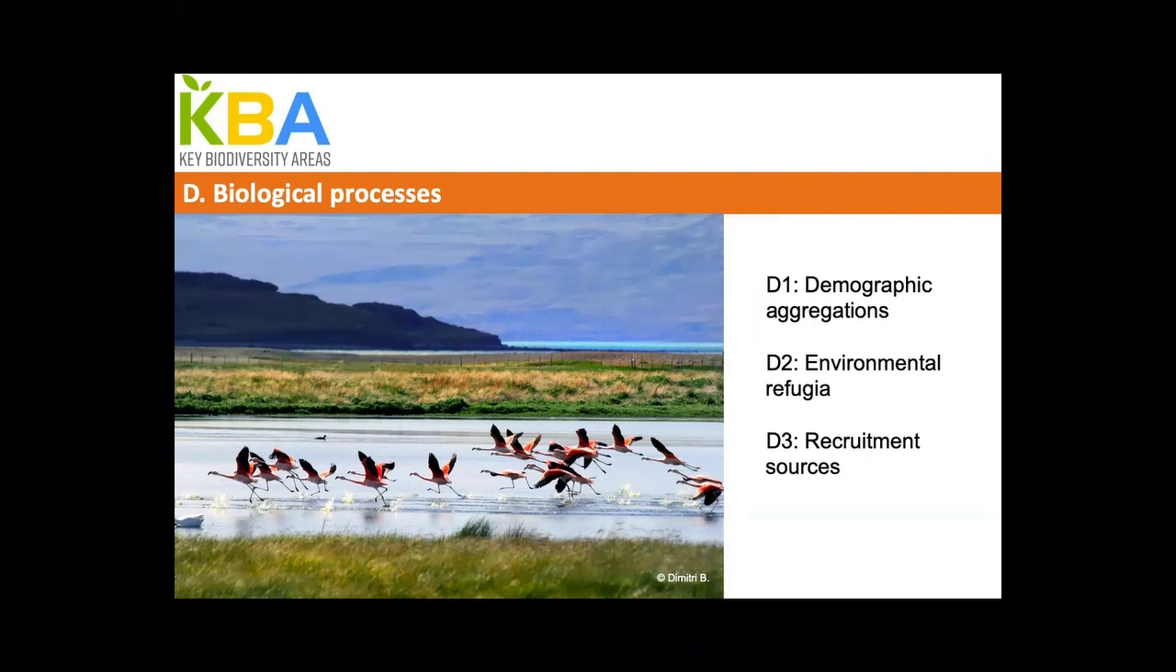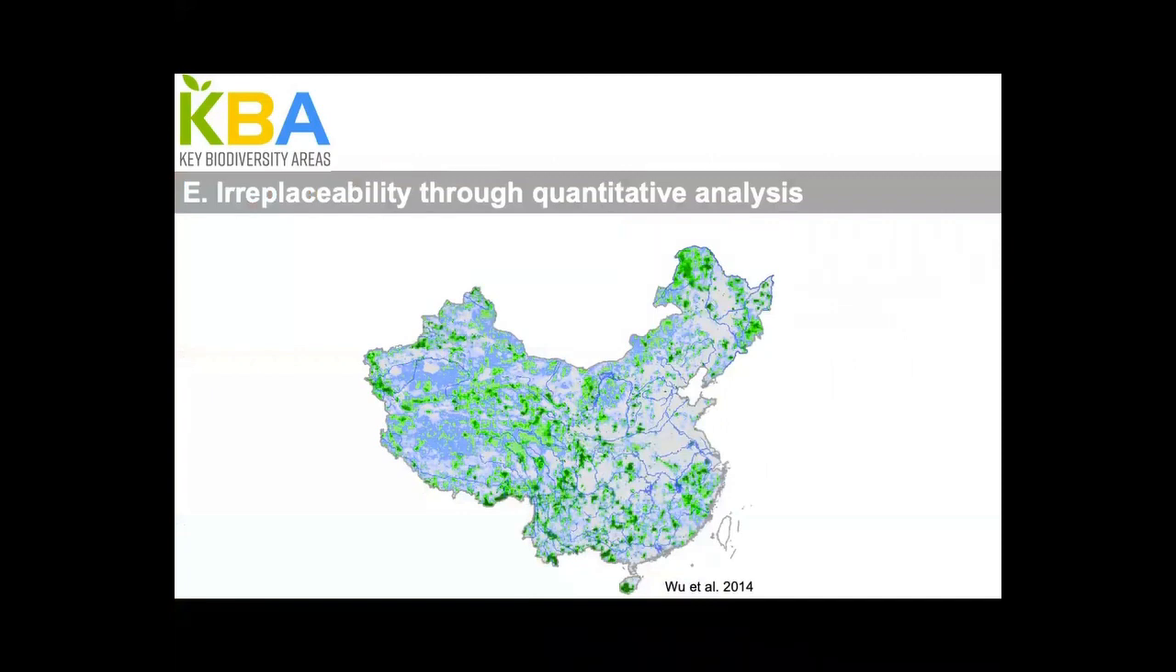And finally, under criterion E, these are sites that have a very high irreplaceability for the global persistence of biodiversity, as determined through a quantitative analysis of complementarity using techniques derived from systematic conservation planning. So sites identified under this criterion might include sites that would not have been identified under any of the other criteria, but are nevertheless important for conserving biodiversity as a whole.